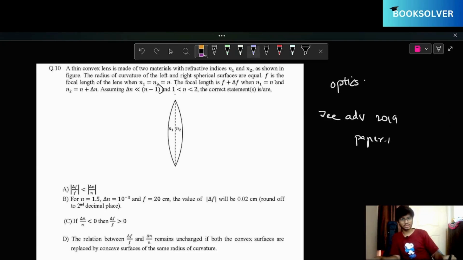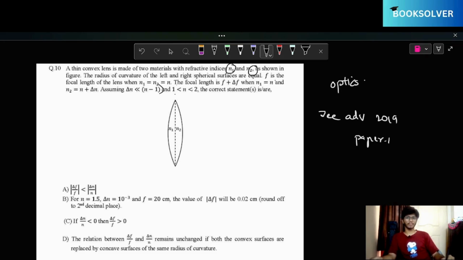Everyone, the given question is from Optics, JEE Advanced 2019, paper 1. The question goes like this. A thin convex lens is made of two materials with refractive indexes N1 and N2 as shown in the figure. The radius of curvature of the left and the right spherical surfaces are equal.